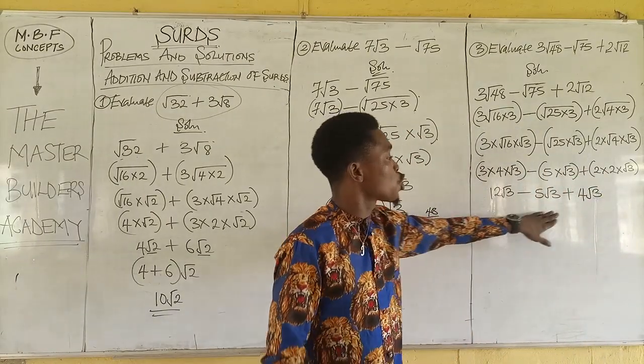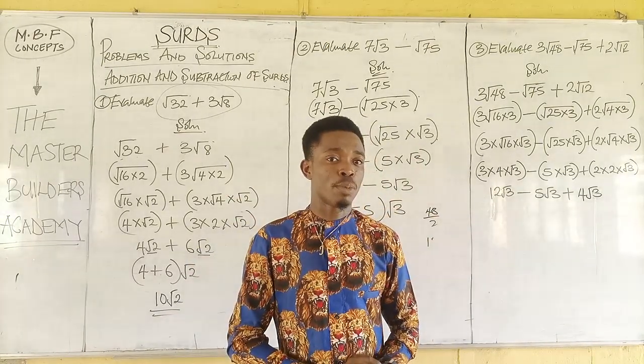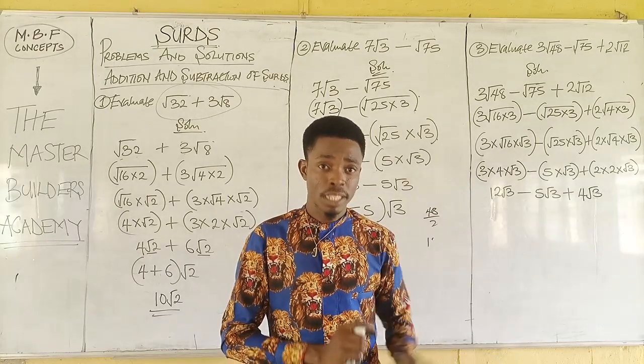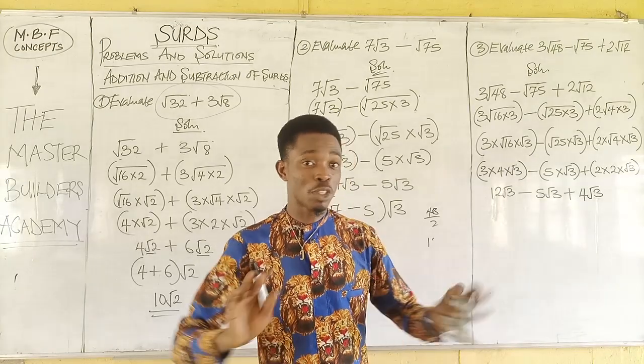Now at this point we see that these 3 terms now have something in common. And what do they have in common, guys? Let me check it out. What do they have in common? They have root 3 in common. So we are going to factorize.